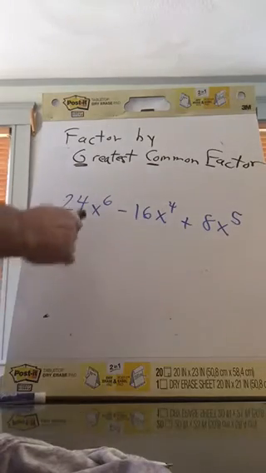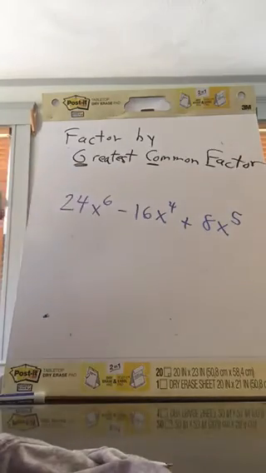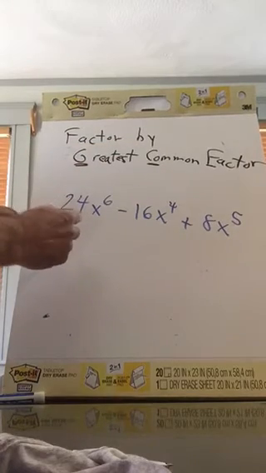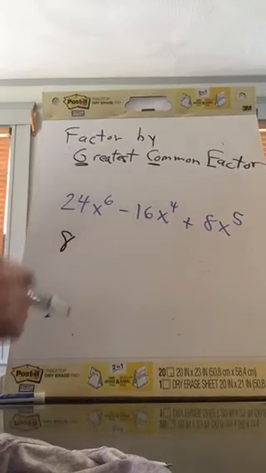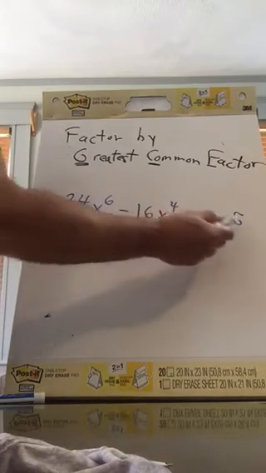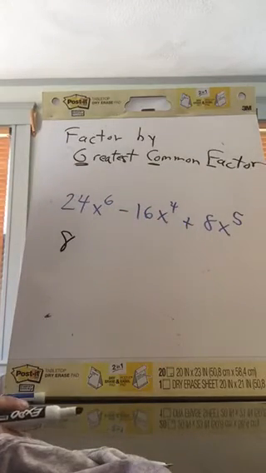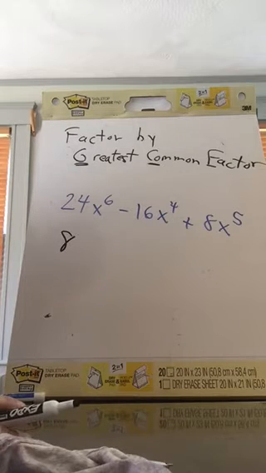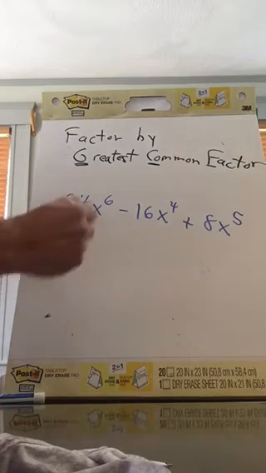The biggest number that goes into 24, 16, and 8 is what? Not 2, not 4, but actually 8. Now, how many x's can you take out? There's 6, there's 4, there's 5. What do they have in common? Well, it's the smallest number of x's, so it's x to the 4th.